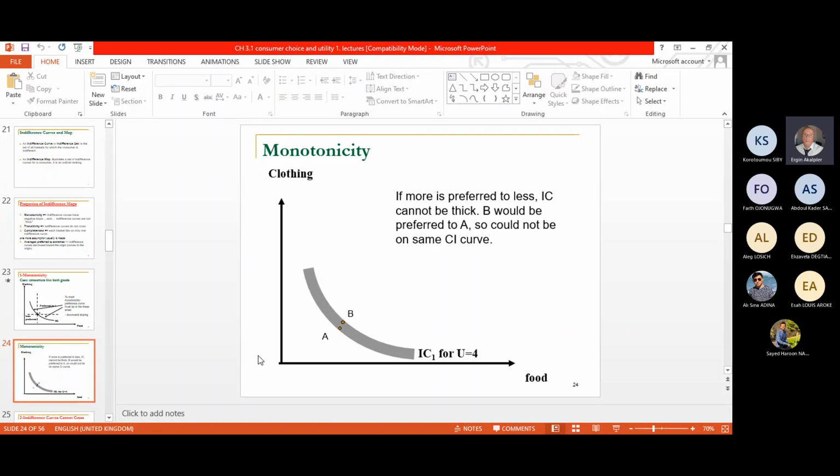As you see, if it is a thick curve, A is less than B and B is more than A. Therefore, B would be preferred to A. So this is not a realistic approach for drawing this indifference curve, and it cannot be thick as it is represented here, because it is changing the indifference curve and the utility function regarding these two points.